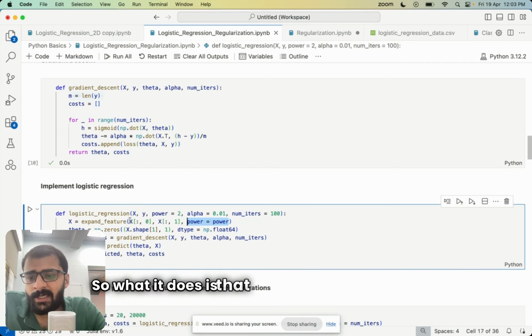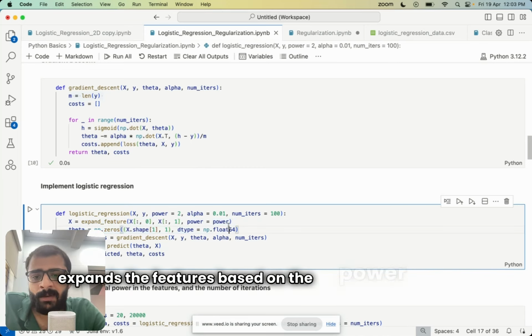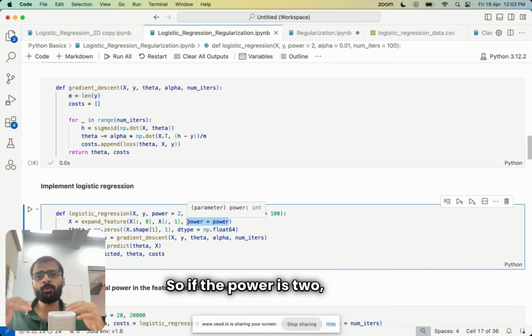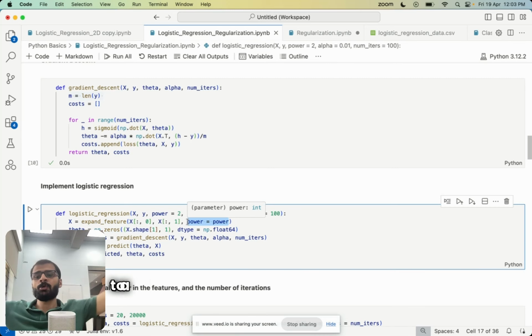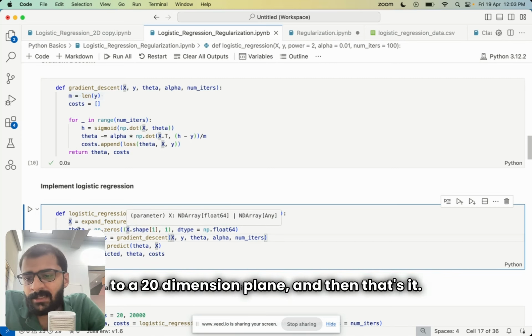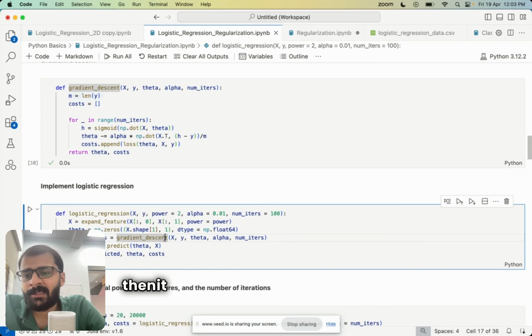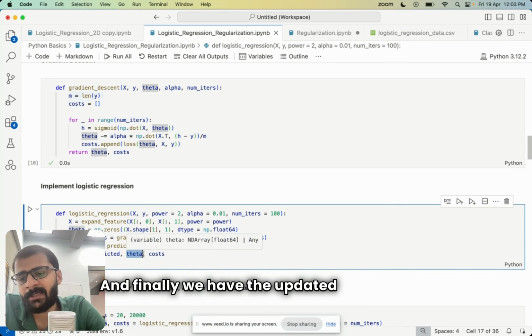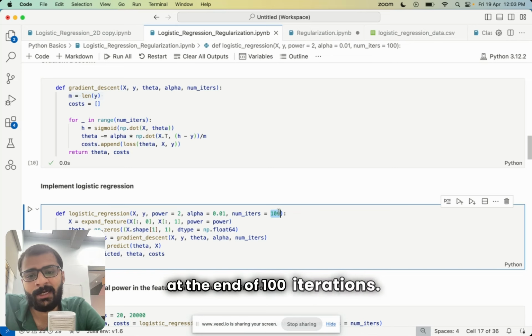So what it does is that if this was not there, then it would just take the data set like it is. But it expands the features based on the power which we have defined. So if the power is 2, it will take it to a higher dimension plane. If the power is 20, it will take it to a 20 dimension plane. And then that's it. Then it just implements the gradient descent, and then it continues this loop step by step, and finally we have the updated theta, which is returned, or which is the final answer at the end of 100 iterations.